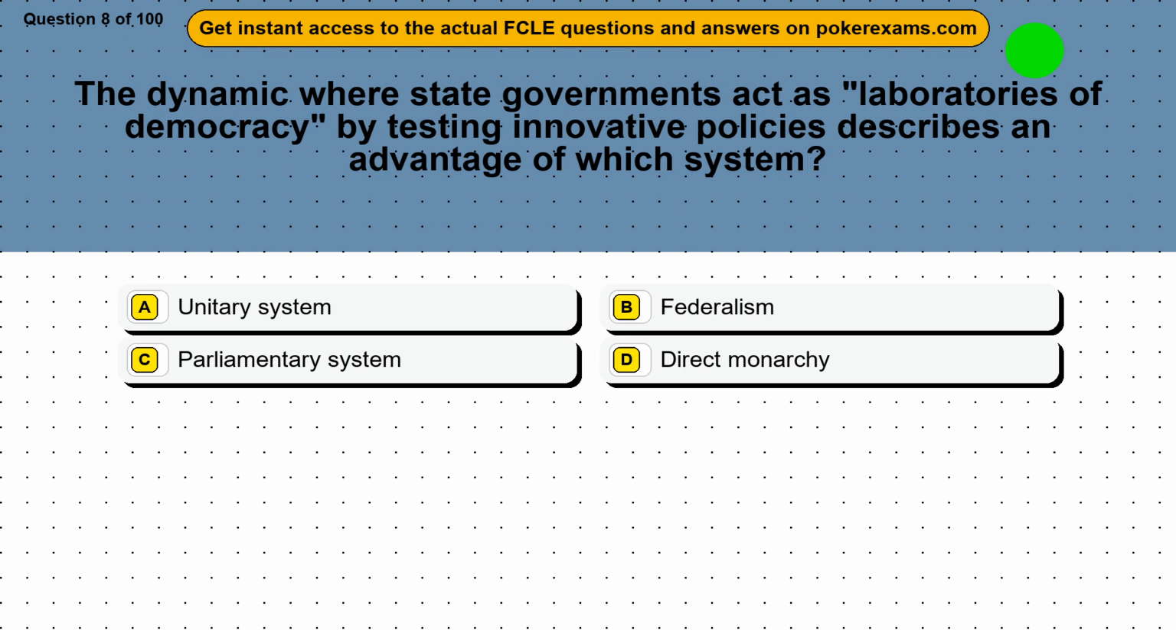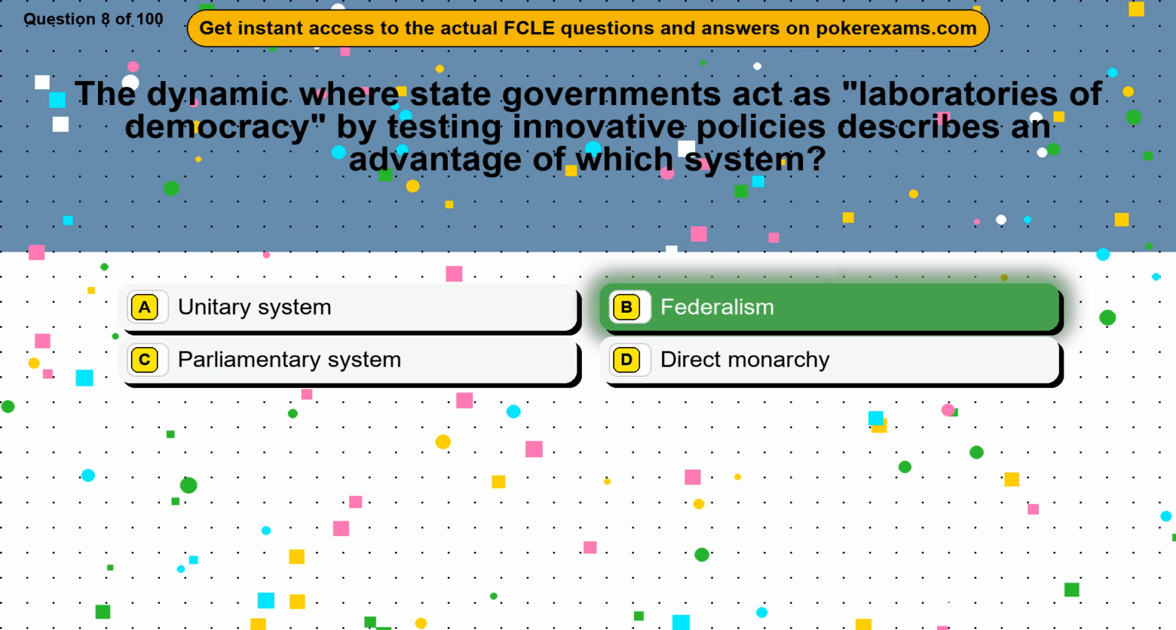Question 8. The dynamic where state governments act as laboratories of democracy by testing innovative policies describes an advantage of which system? Option A, unitary system. Option B, federalism. Option C, parliamentary system. Option D, direct monarchy. The correct answer is option B, federalism.